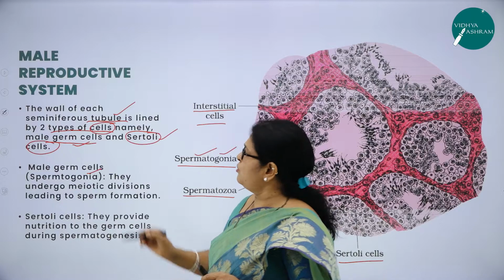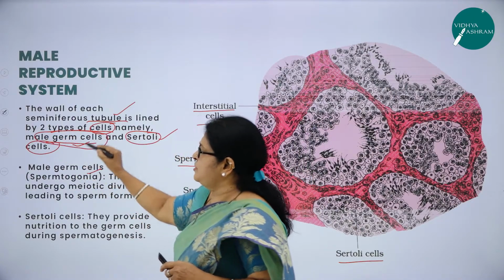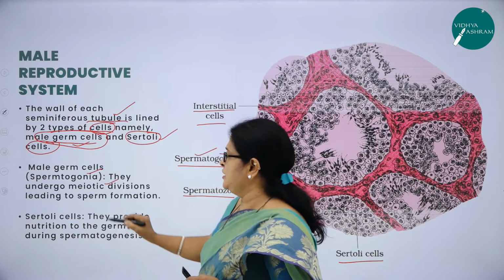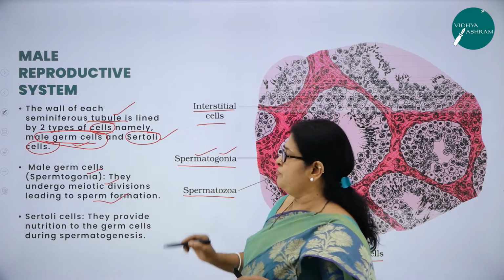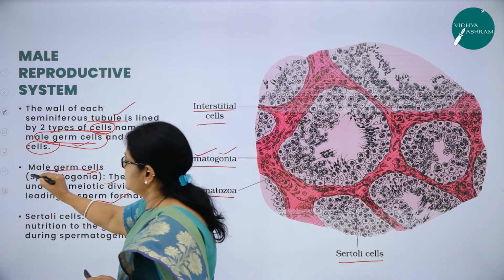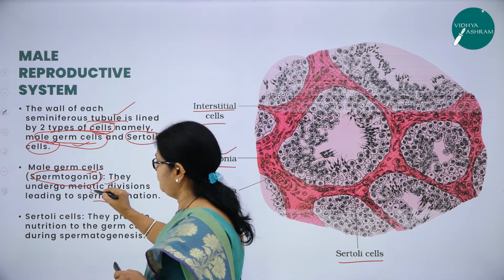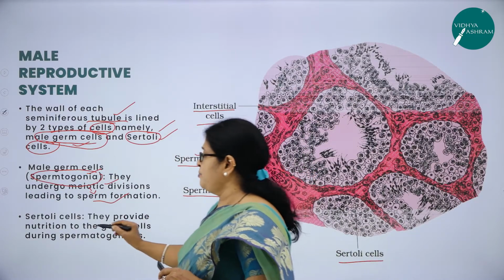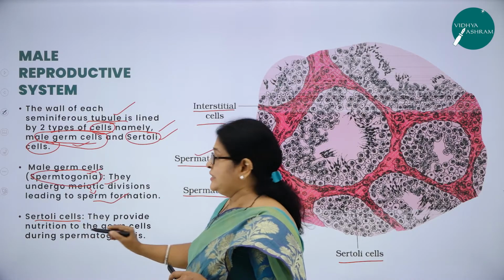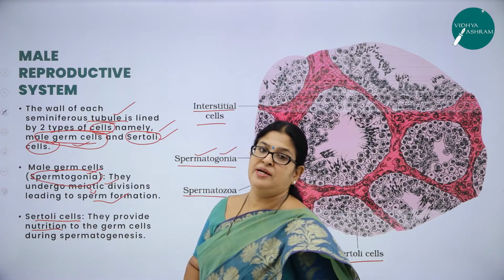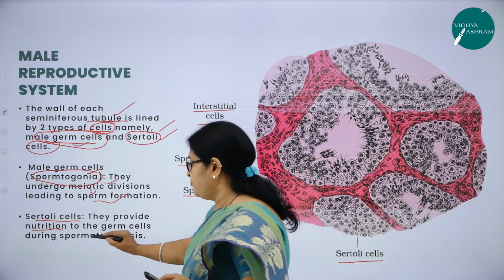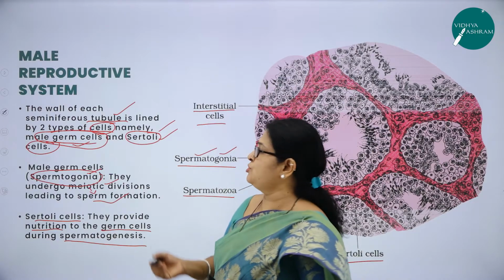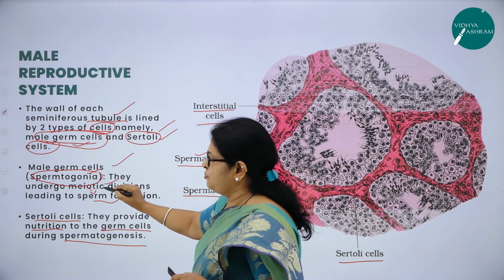Now what is the function of this? It is this male germ cell which is going to produce the sperm. That is, they undergo meiotic division leading to sperm formation. So male germ cells, otherwise called spermatogonia, help in the formation of sperm. Then what is the function of Sertoli cells? The very important function of Sertoli cells is they provide nutrition, necessary requirements, for the germ cells during spermatogenesis. So what is the role played by male germ cells? To produce sperm.